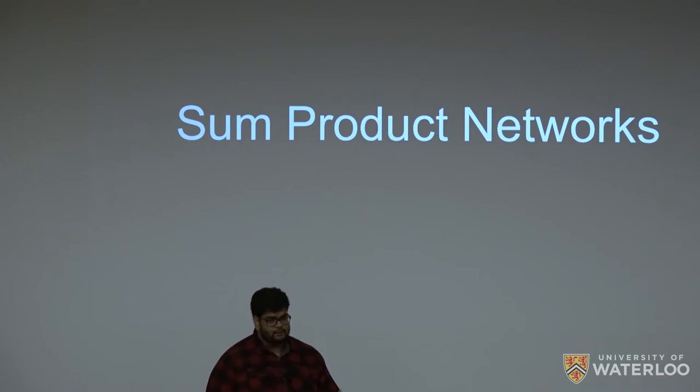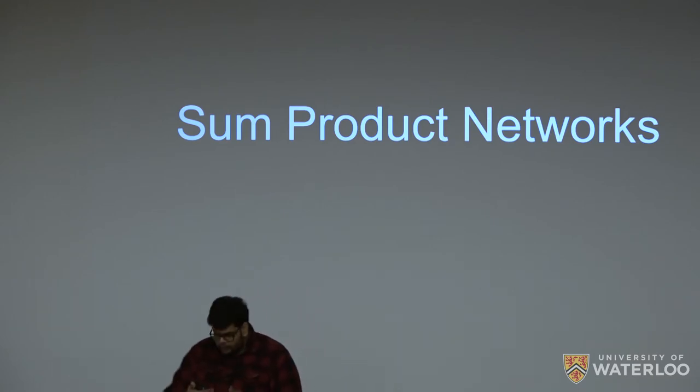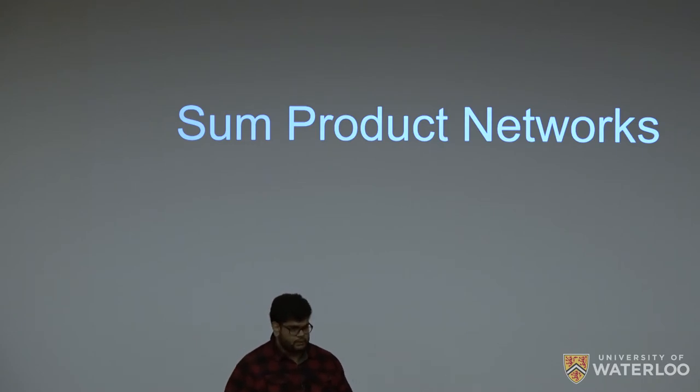It's a really fancy way of saying: given a probability function like p of x comma y, can we find it quickly enough so that our runtime is non-exponential?